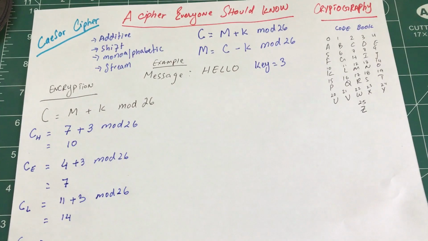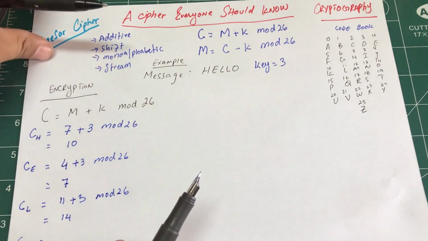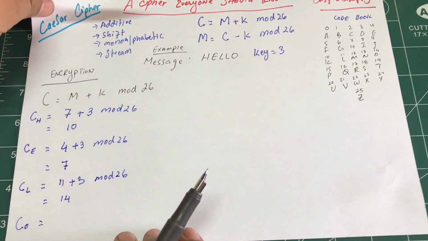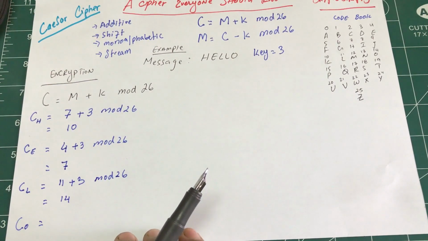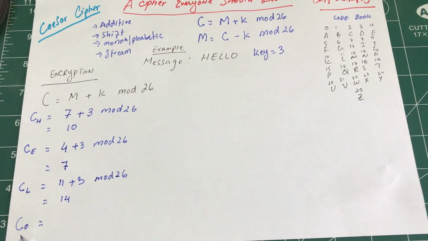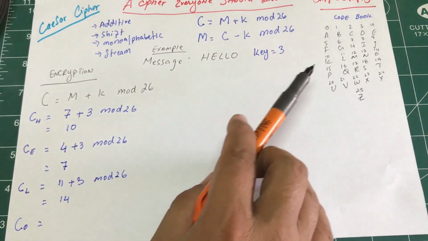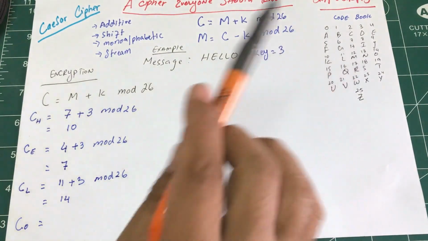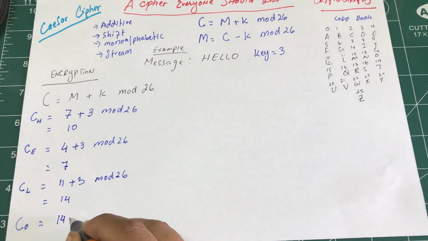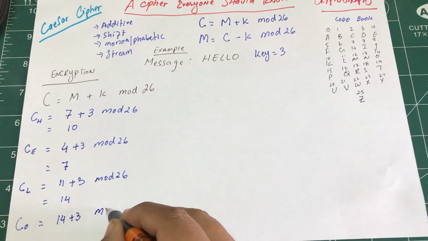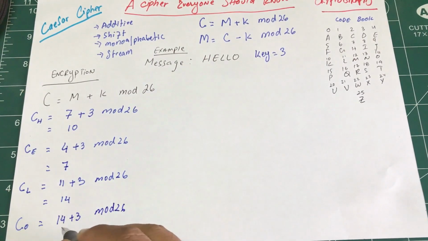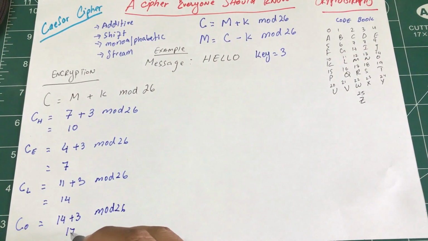CO. O is representing the message letter that we're encrypting, while C is saying we're actually making a ciphertext. So CO is going to be, O has a value of what? 14. So 14 plus 3 mod 26. So that turns out to be 17.